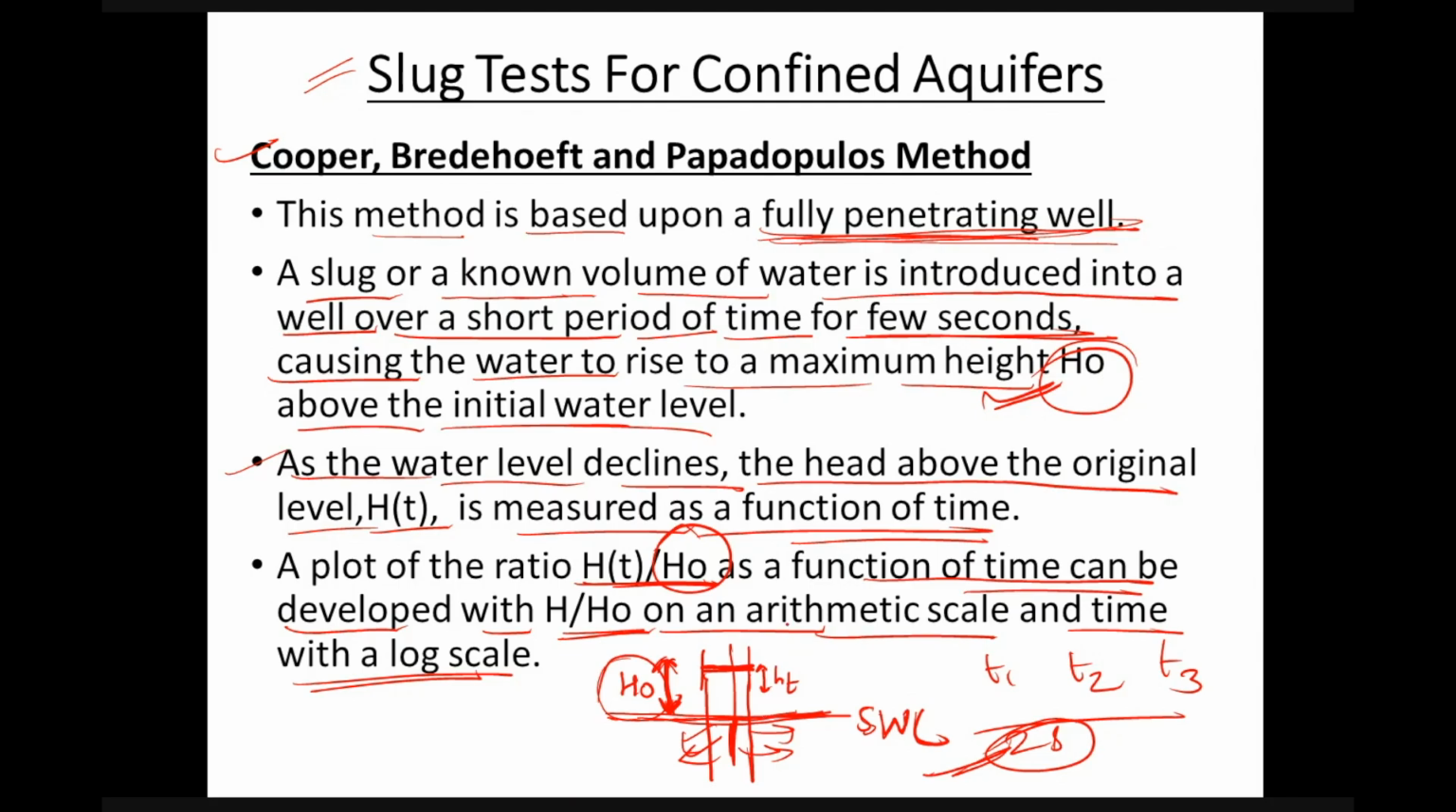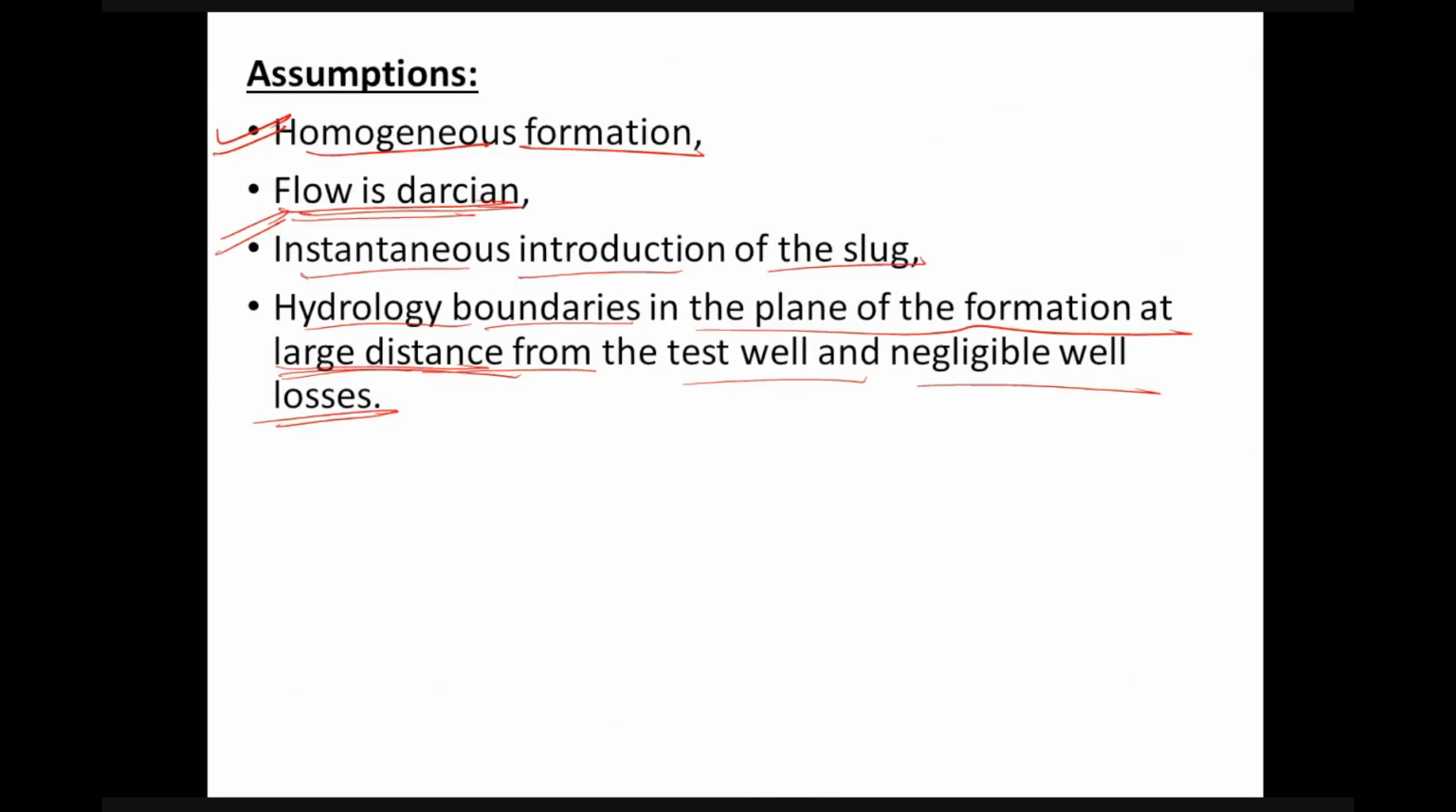So this water level will fall. I have already told you that at different times we will measure the head, that is, how much the head is declining at different times, and we will record that data. So as the water level declines, the head above the original is measured as a function of time. So a plot of h_t, which is the head at different times, and h naught, which is the maximum head that it has risen to, as a function of time, can be developed with h by h naught on the arithmetic scale, and time on the log scale. So they will plot it.